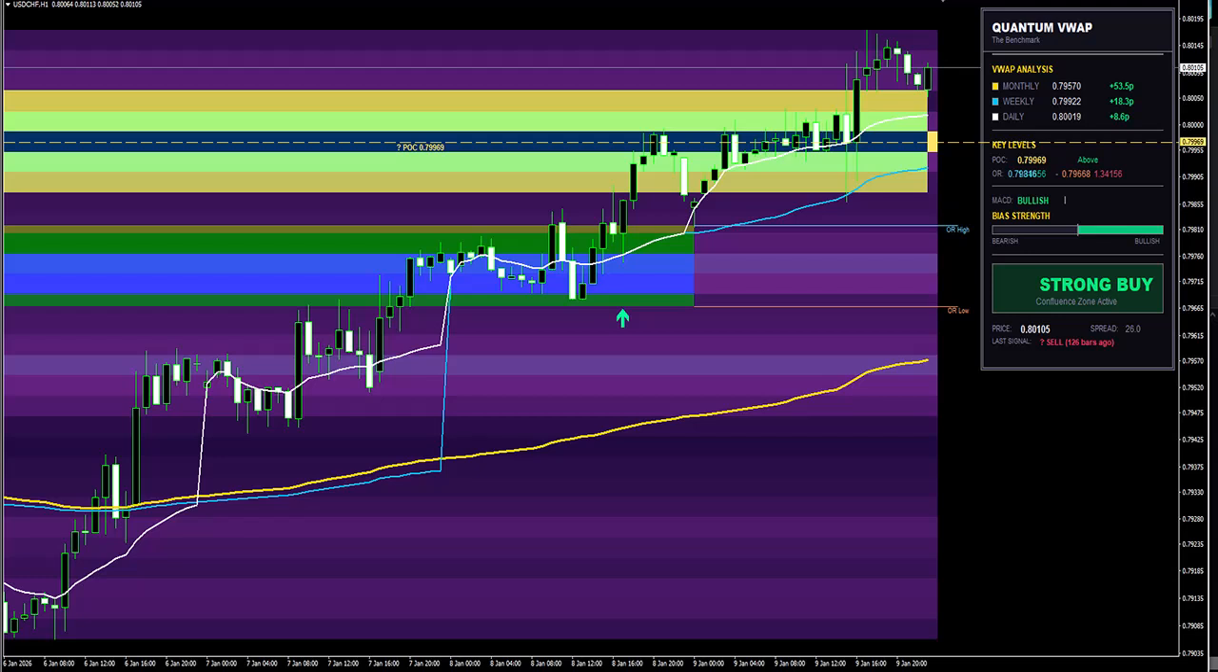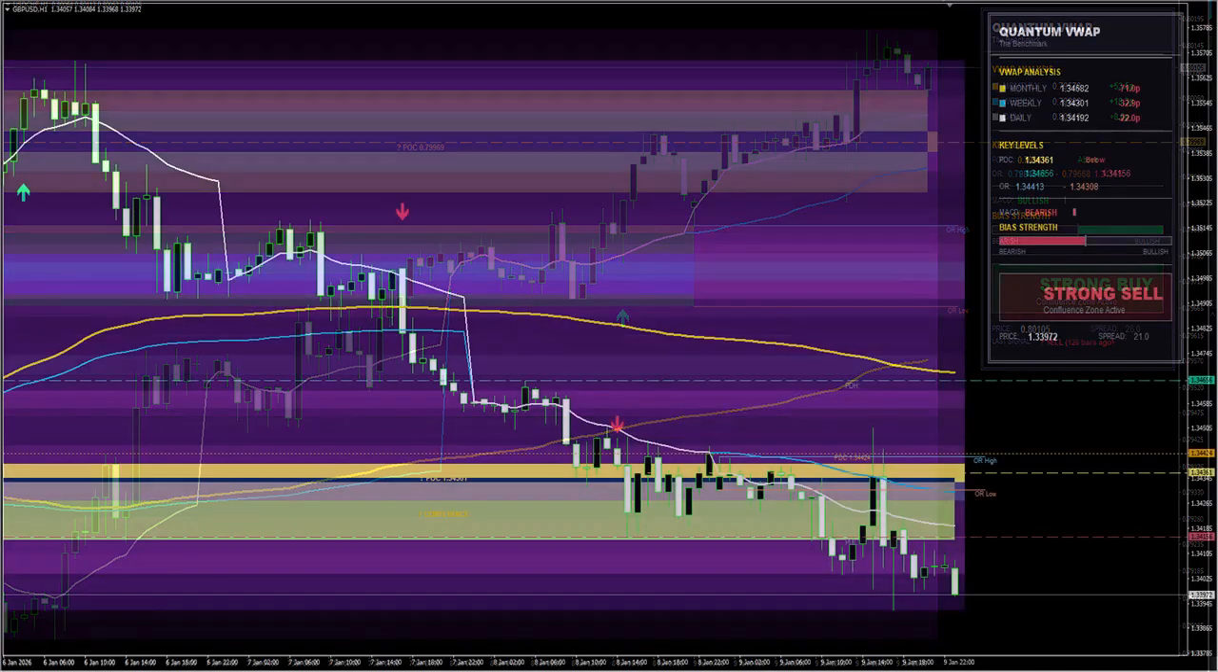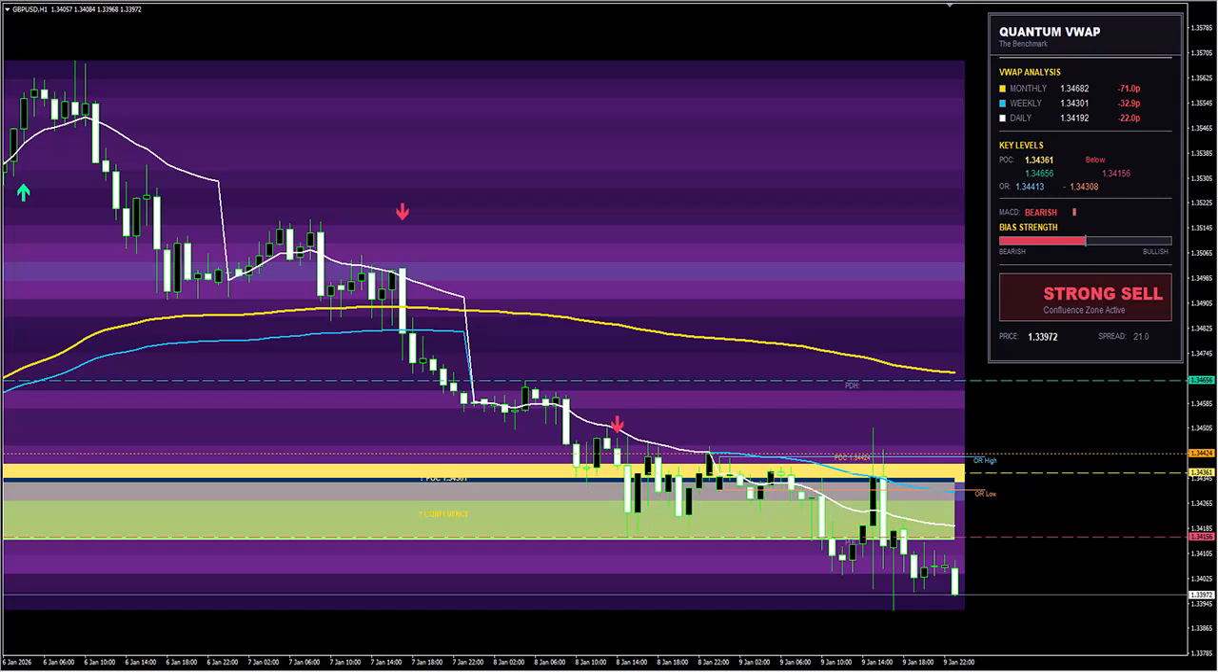One common approach is trading pullbacks to VWAP. For example, in an uptrend, instead of chasing price after it has already moved, traders wait for price to pull back toward VWAP. That area often acts like a dynamic support zone where buyers step back in. The same idea works in reverse for downtrends. Price rallies back toward VWAP and gets rejected, giving traders a potential short opportunity.